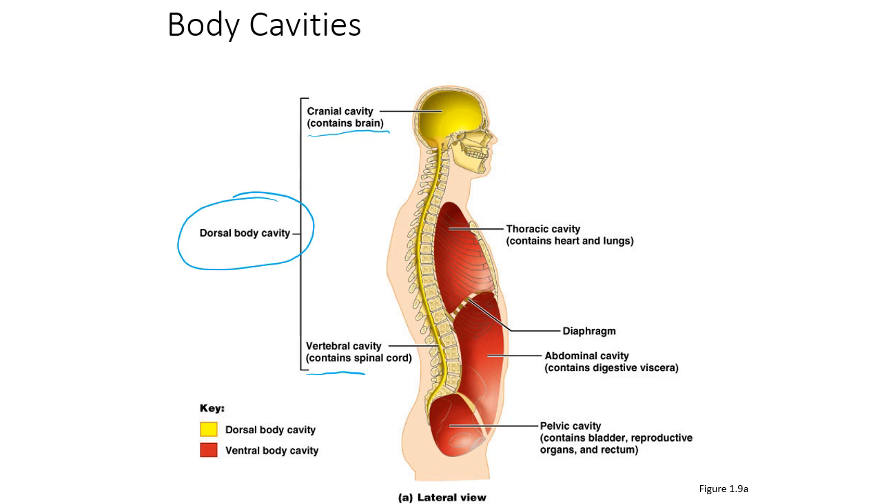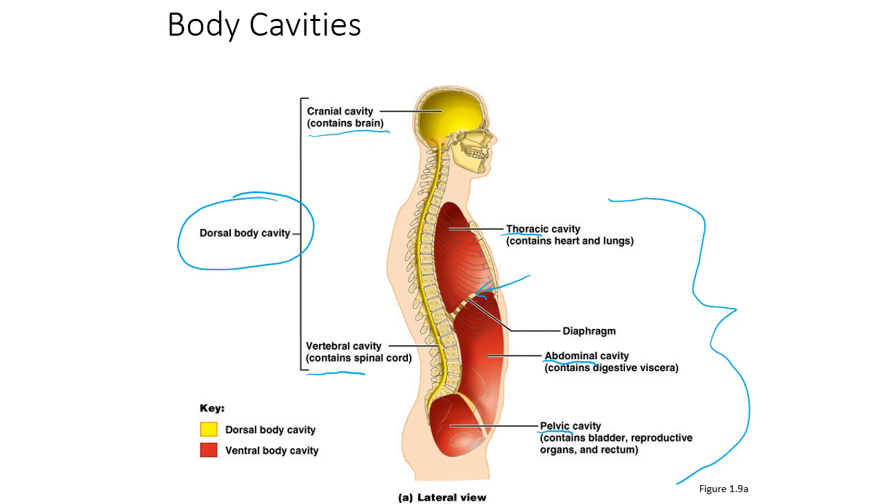Everything in red there is all ventral body cavity. And that's divided up into a thoracic cavity, an abdominal cavity, and a pelvic cavity. The thoracic and abdominal cavity have a physical barrier. They have the diaphragm in between the two.